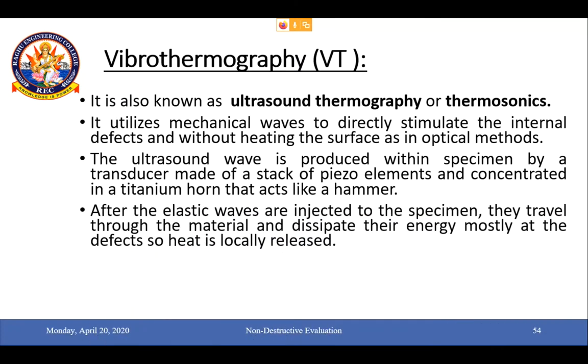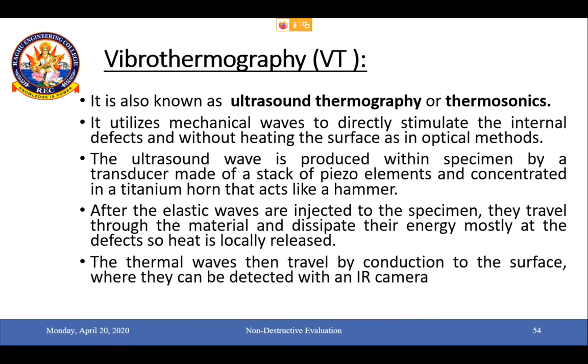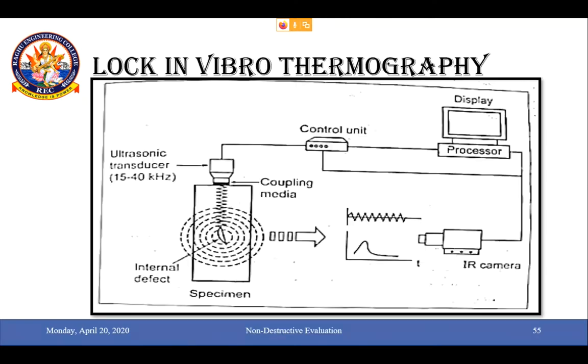After the elastic waves are injected into the specimen, they travel through the material and dissipate their energy mostly at the defects, so heat is locally released. What happens here is that these ultrasound waves, because they have high frequency, travel through the material and dissipate their energy mostly at the defects. So heat is only generated at the defects. This heat wave then travels by conduction to the surface where it can be detected by an IR camera.